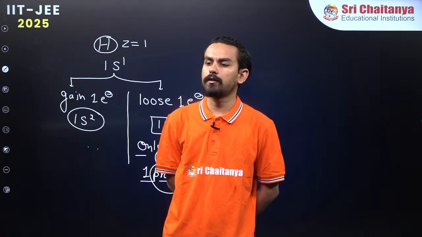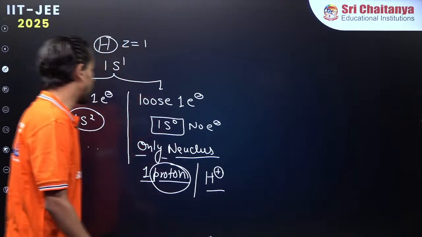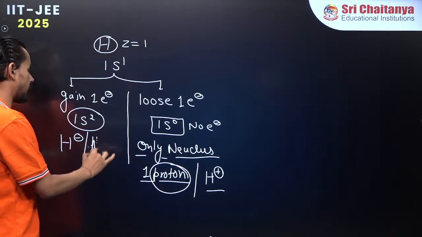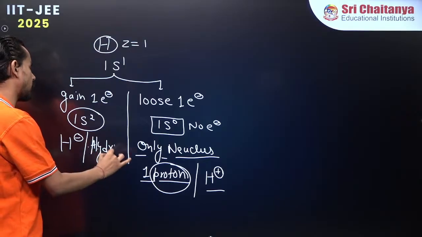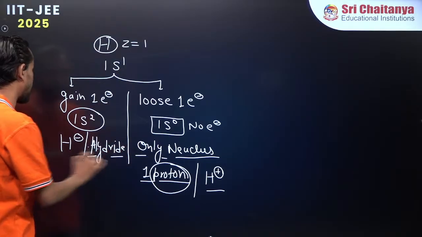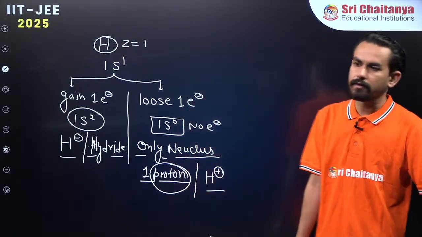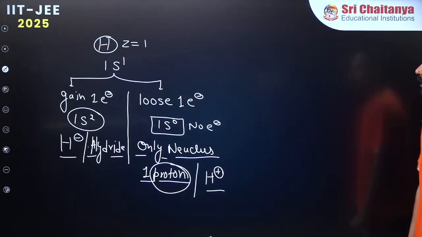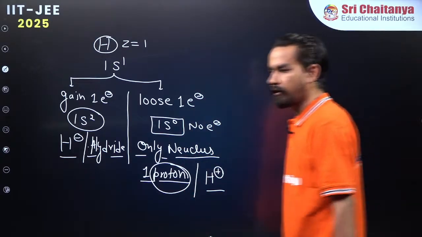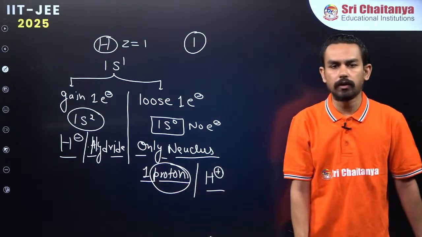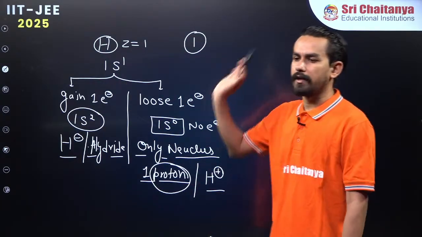H minus, or hydride. Both we can call it H minus or hydride. That's it. That's all about hydrogen. And if somebody asks you what is the valency of hydrogen, always one. Always one you have to say. Is it okay? Always one.